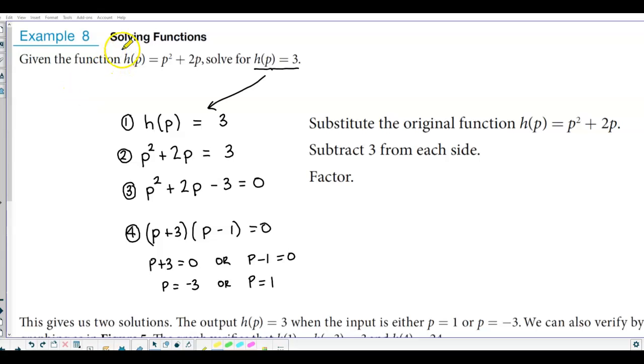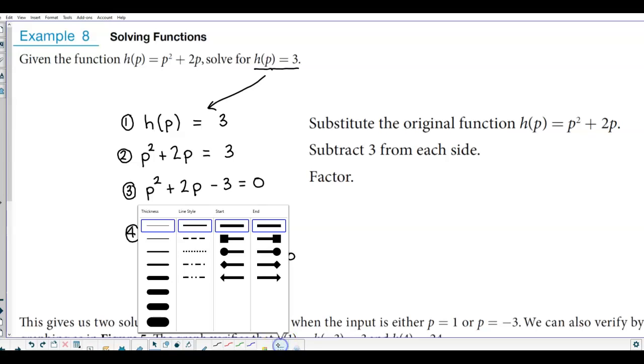In example 8, we're solving functions. So we're given the function h of p equals p squared plus 2p, and we want to solve for h of p equals 3. In this scenario, what they're telling us is that they've given us the output. So 3 represents the output, and what we're looking for is the value of p according to this question.